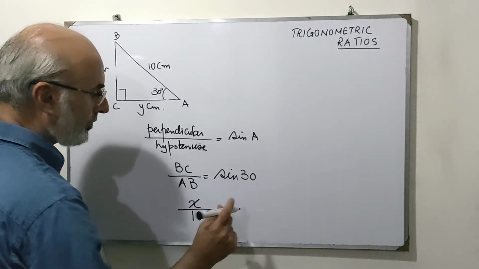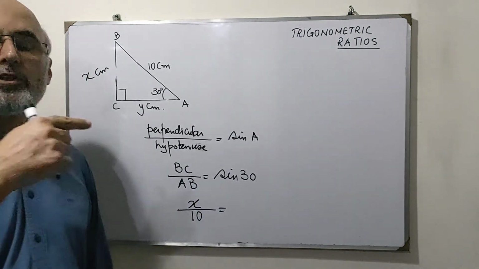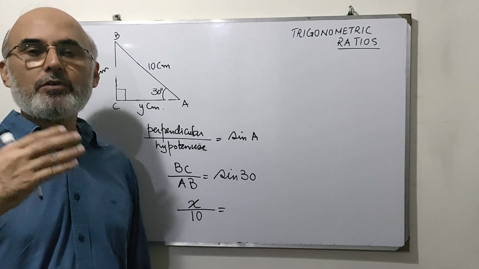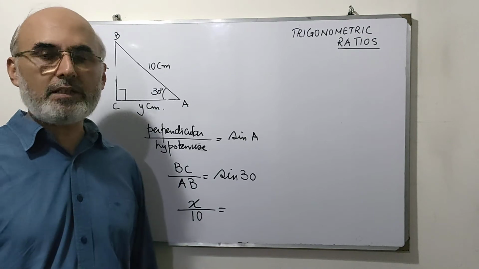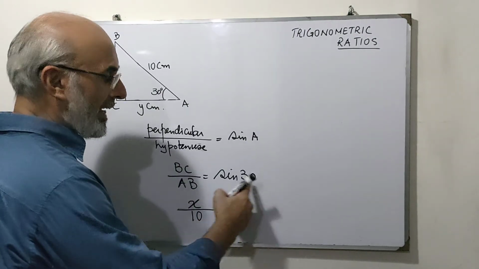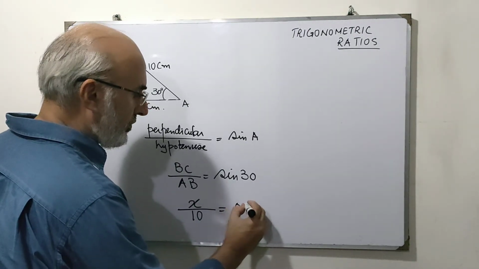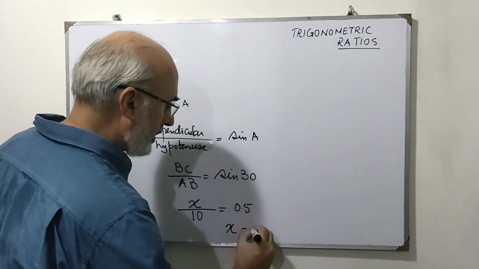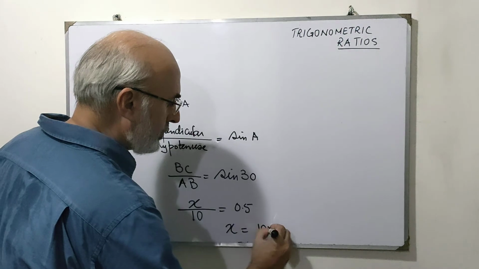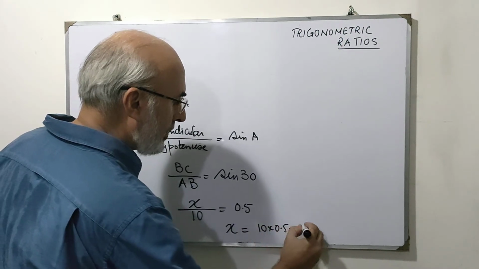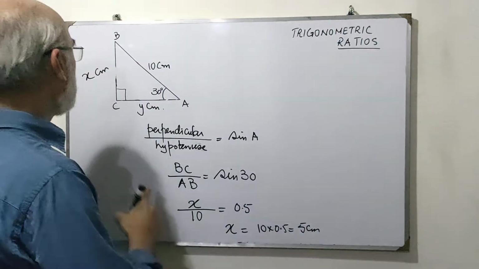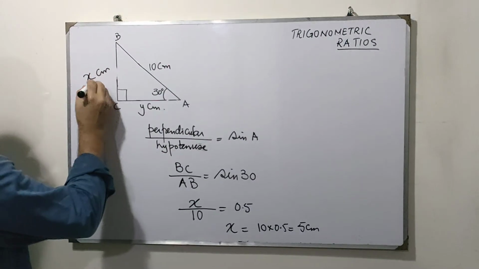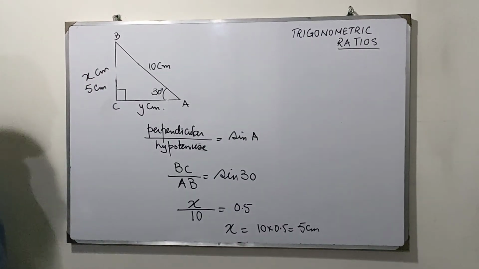And sine 30, you can use your calculator and find the value of sine 30. It's pretty easy, right? So sine 30 is 0.5. Now, what is x? So x is equal to 10 into 0.5 and it is 5 cm. So this side is 5 cm.